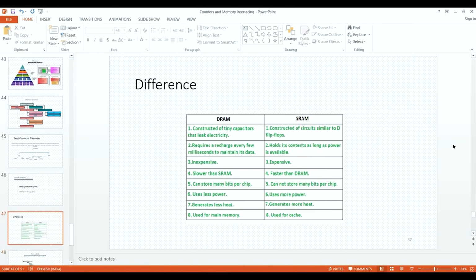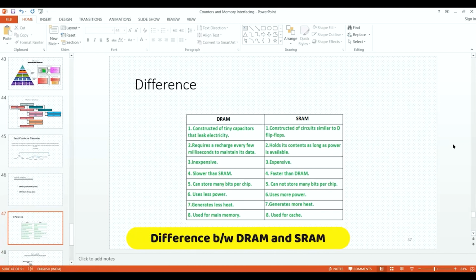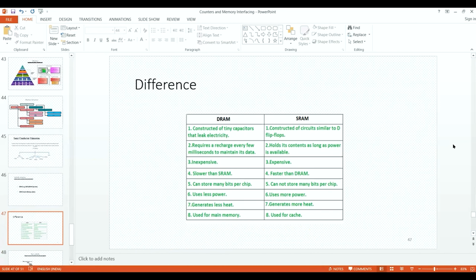See, the DRAM consists of tiny capacitors that leak electricity, but in SRAM we are using flip-flops. That is very, very important. In SRAM we are using D flip-flops that you also incorporate in traffic lights. DRAM requires refreshing every few milliseconds, but SRAM holds its data constant as long as the power is available. Now I think you got your answer.